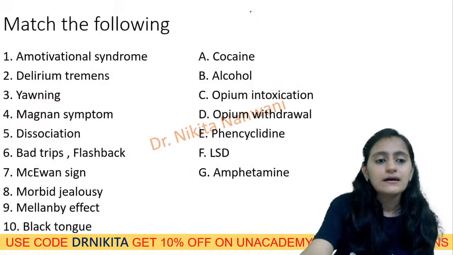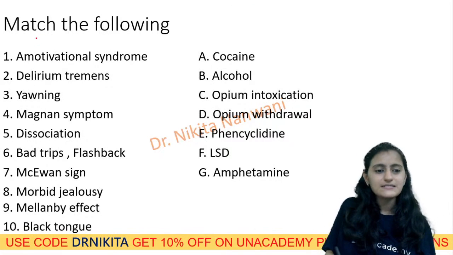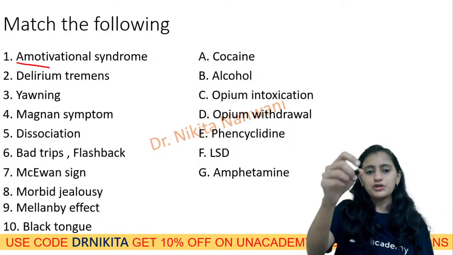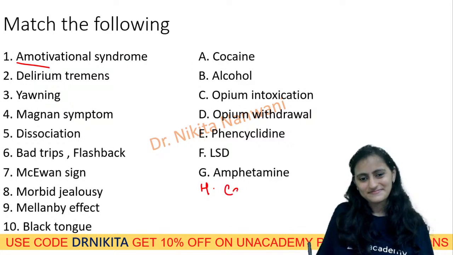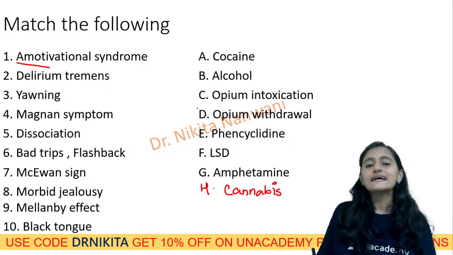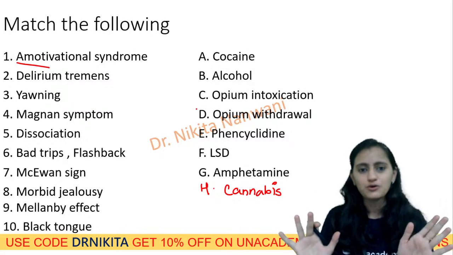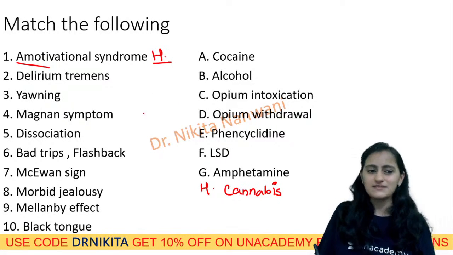Okay. So this is the final thing for our revision. Let's quickly revise. Number 1, amotivational syndrome is seen with. You have to match the column. Amotivational syndrome, person is not motivated, bus ho gaya, bus is cannabis. So that is your option H, cannabis.